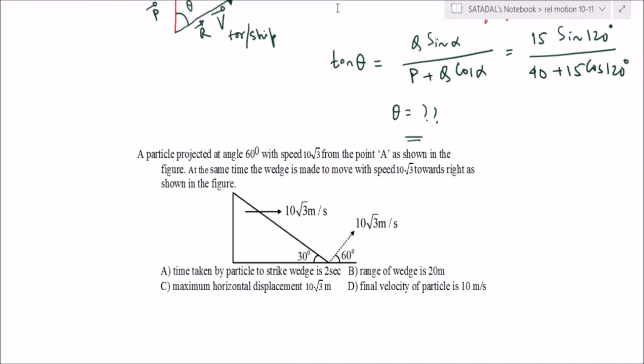Chaitanya? Sir, time is 2 seconds. Yes, correct. What about the remaining one? Maximum horizontal distance is also 10 root 3, correct, sir. Okay.